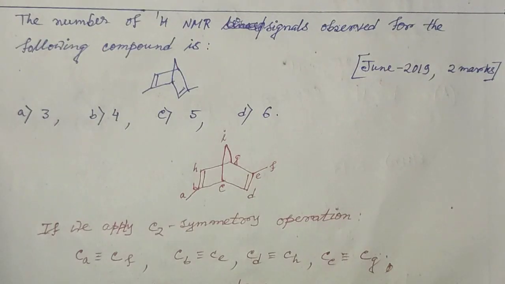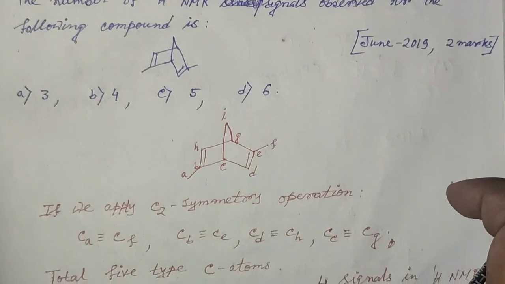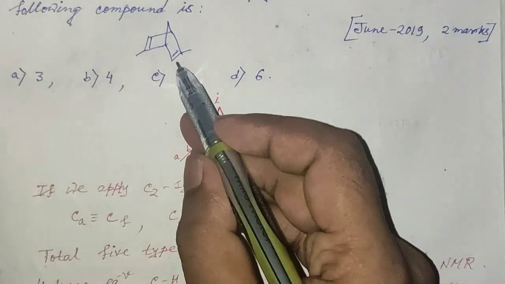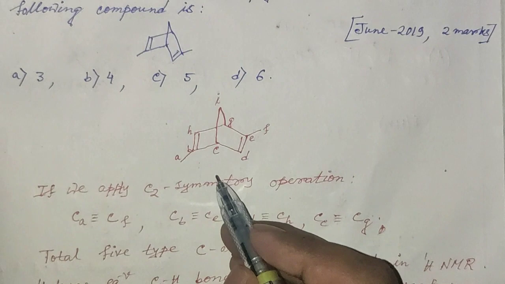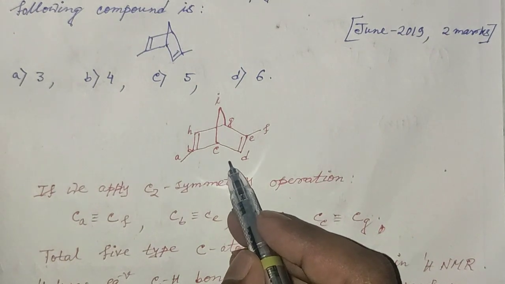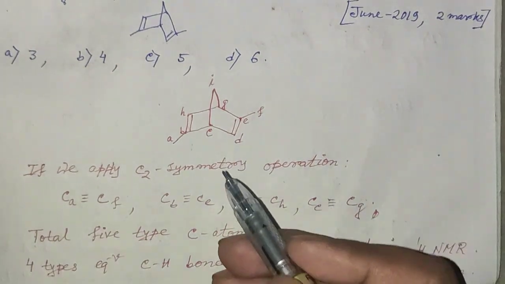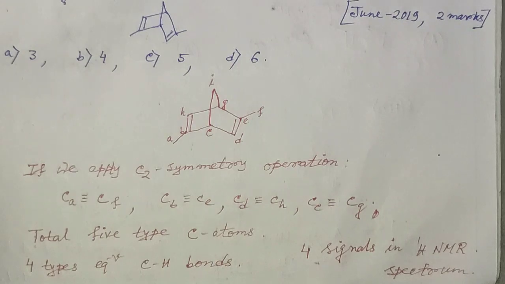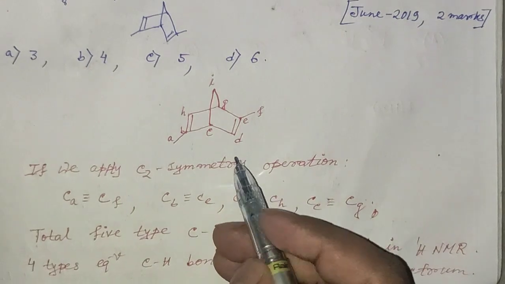This question came in June 2019 for 2 marks. The question was given as: the number of 1H NMR signals observed for the following compound. We have to identify the number of 1H signals for this compound, and this compound is drawn like this. Now we have to see how many equivalent CH bonds there are in the compound.